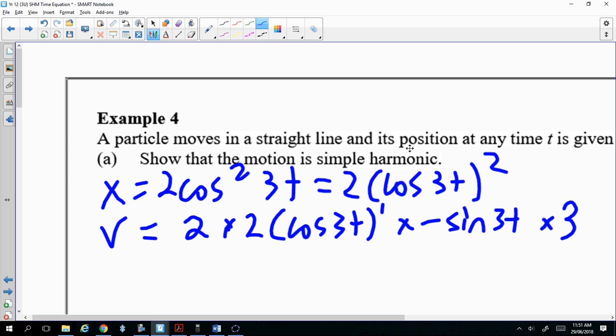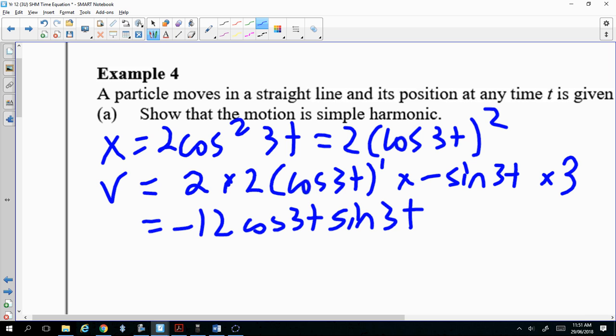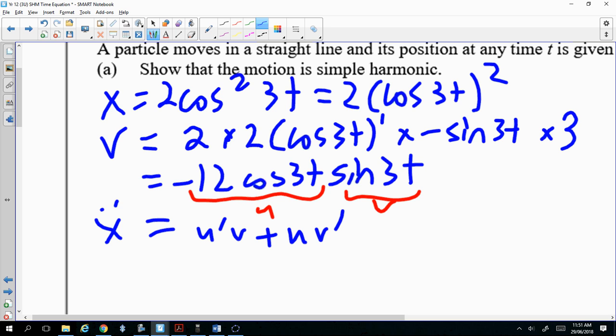And then we have to find acceleration, x double dot. You have to use the product rule. That's your u, that's your v. Let's use the product rule: u dash v plus u v dash. u dash is positive 12 sine 3t times 3, times v, which is sine 3t, plus u, negative 12 cos 3t, times the derivative of sine, which is 3 cos 3t.